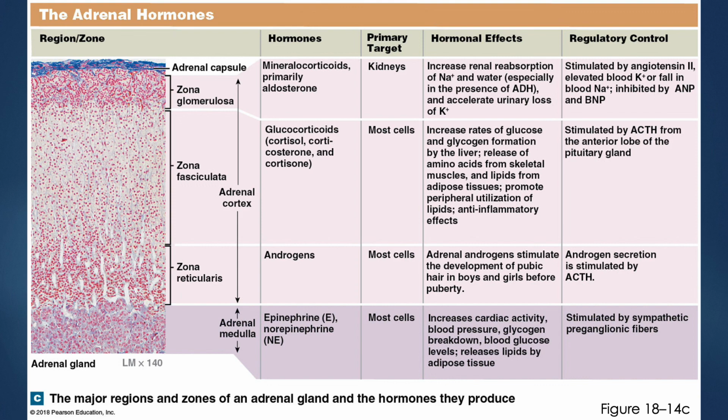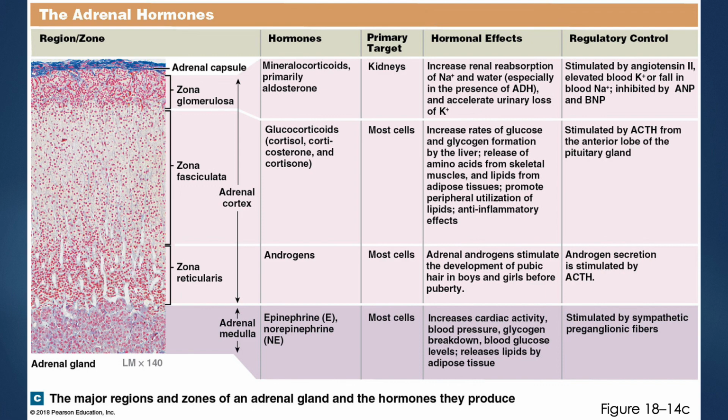as is the zona reticularis. The zona reticularis also secretes androgens specifically. This affects most cells throughout our body, specifically in the sense that adrenal androgens can help us develop pubic hair in boys and girls before they ever reach puberty. And then lastly, at the bottom, we have the adrenal medulla. The adrenal medulla is responsible for secreting epinephrine and norepinephrine because these are involved in our stress response from the sympathetic nervous system. So these are stimulated not by adrenocorticotropic hormones or anything that is a hormone-related stimulus.